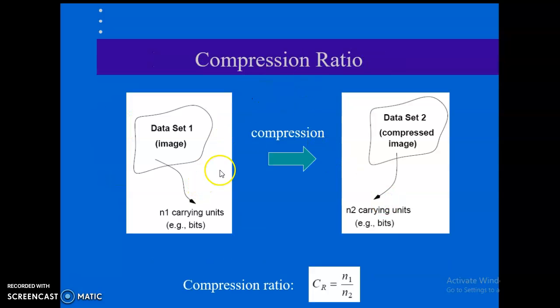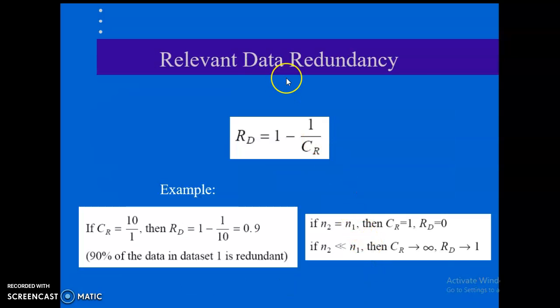Compression ratio: dataset 1 is the image with N1 carrying units, for example bits; after compression, dataset 2 is the compressed image with N2 carrying units, for example bits. The compression ratio CR is equal to N1 divided by N2. Relative data redundancy, RD, is equal to 1 minus 1 by CR.